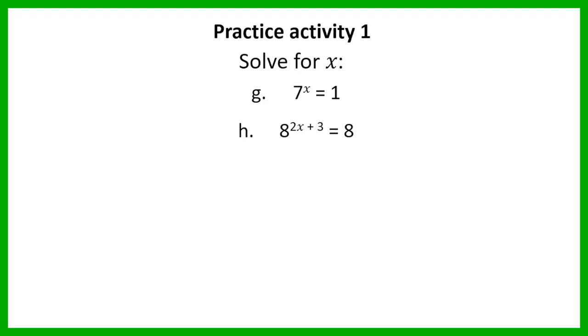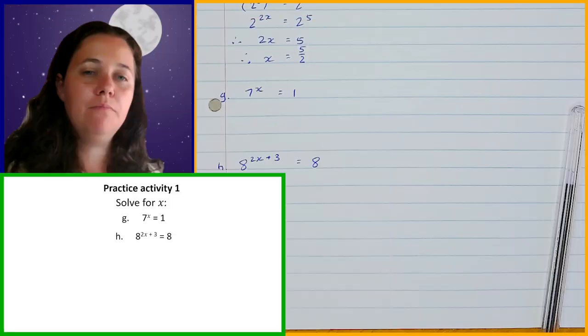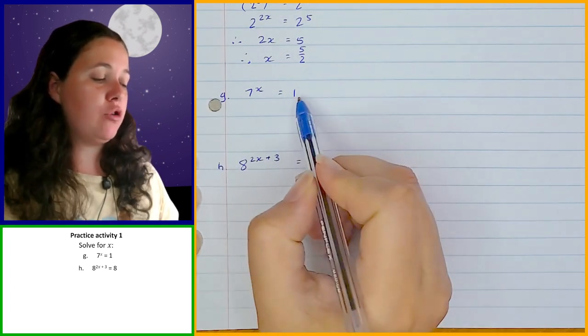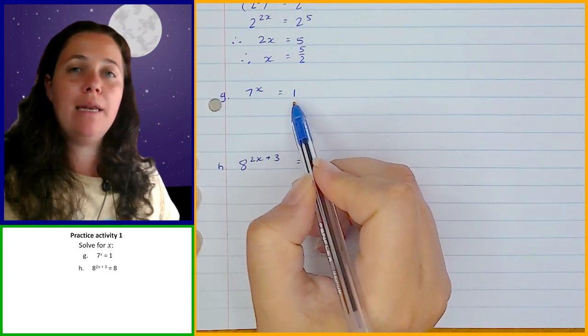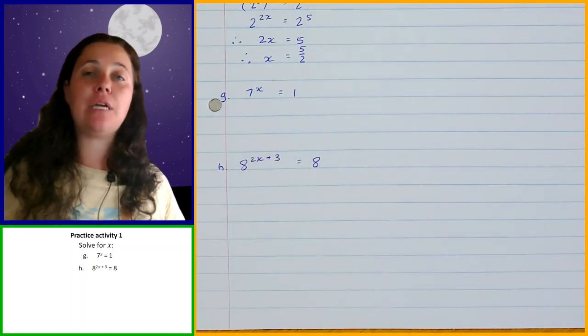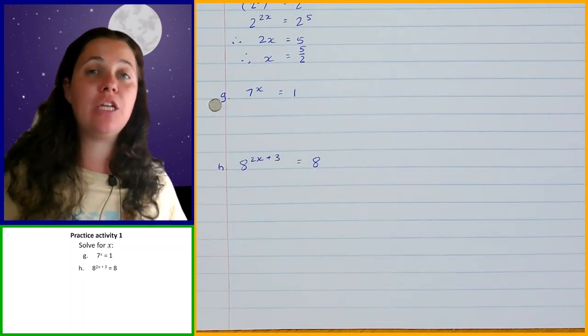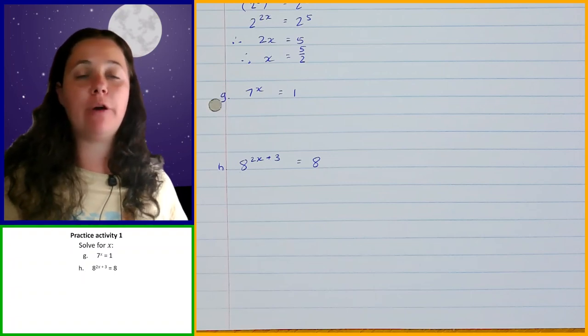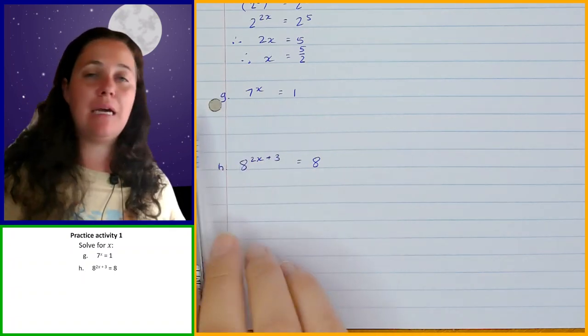Okay, so let's see how you do with those two questions. For question G, we had 7 to the power of x equals 1. Remember, any time you've got 1, it can be written as anything to the power of 0, because anything to the power of 0 will always be equal to 1, except for 0 to the power of 0, which you can't do. But I don't need to worry about that.